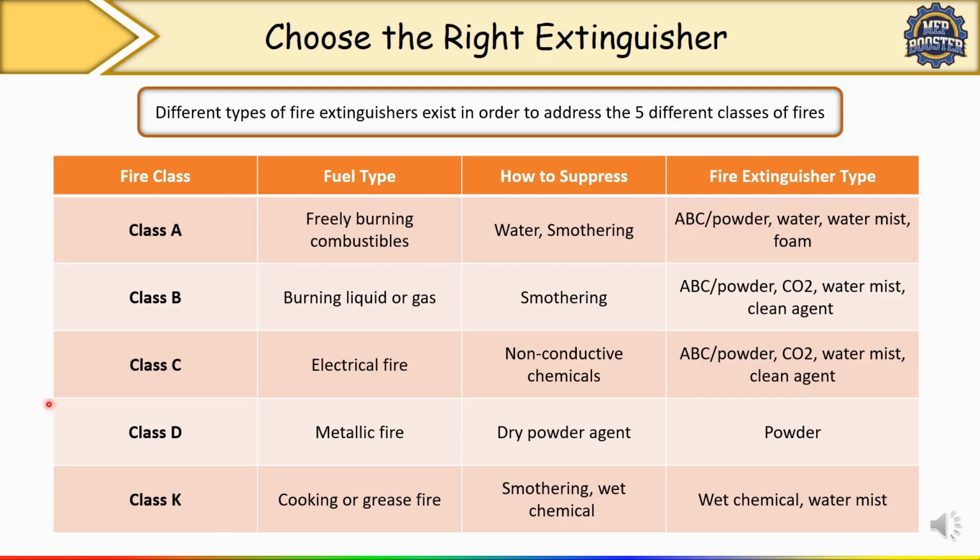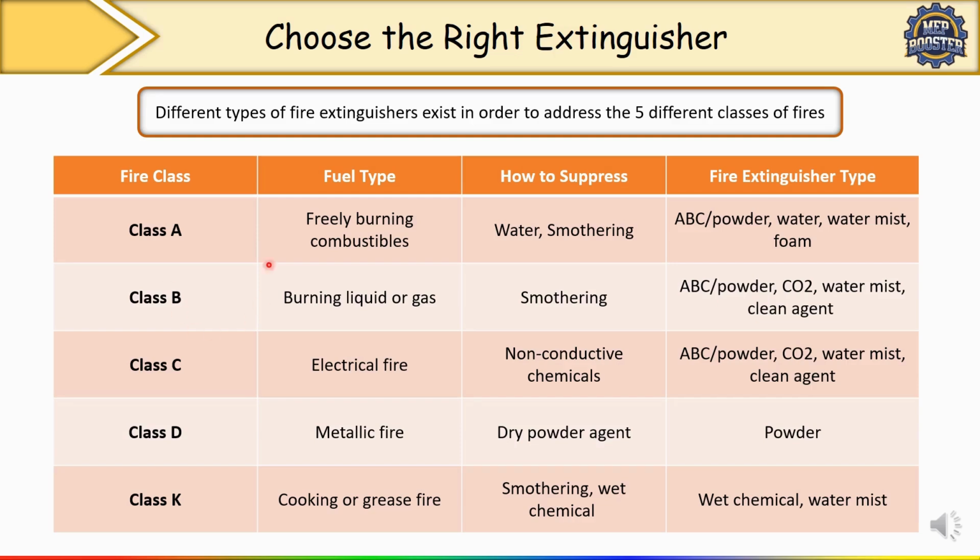If you see here, the class A fire is given. As you know, class A fires are fueled by solid combustible materials such as wood, paper, cloth, etc. The fuel type is given: freely burning combustibles. How to suppress? Water. A water extinguisher is best suited for class A fire. For the fire extinguisher type, you can use ABC or powder type, even water mist or foam. So these are the different types of fire extinguisher which you can use to tackle class A fire.